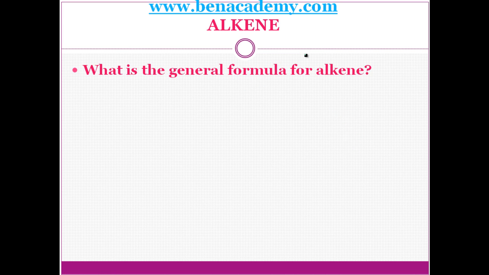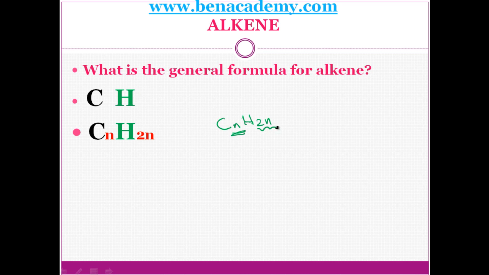Now the second question, what is the general formula for alkene? From the rule that the ratio between carbon and hydrogen, we can derive a general formula for alkene. So it is a hydrocarbon containing only carbon and hydrogen. What should be the ratio? It should be CnH2n. So n is the number of carbons and 2n is 2 times that of carbon. So therefore always the ratio will be 1:2. So therefore the general formula for alkene is CnH2n.